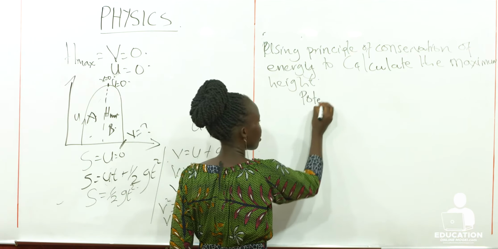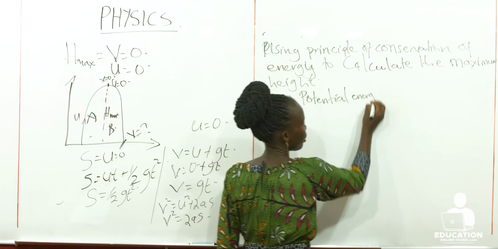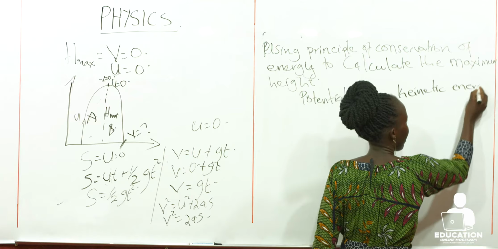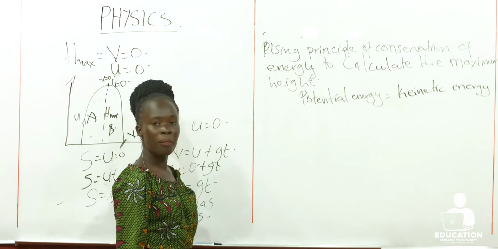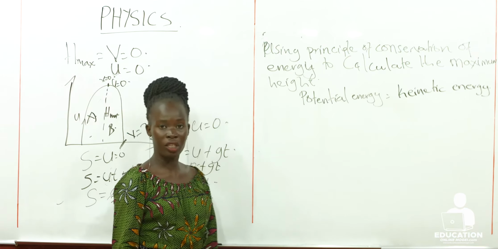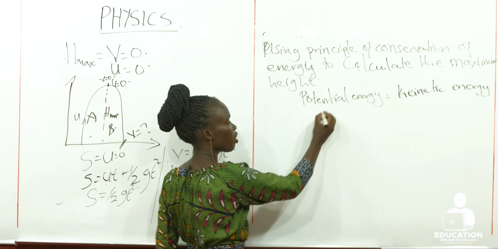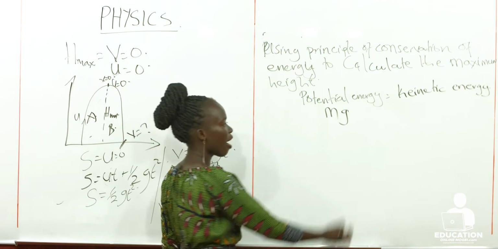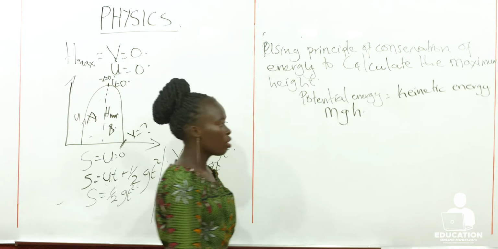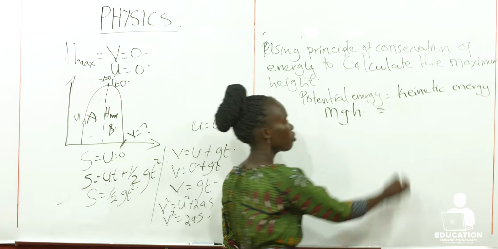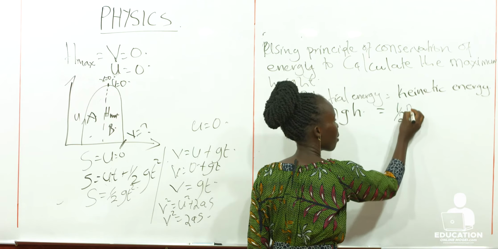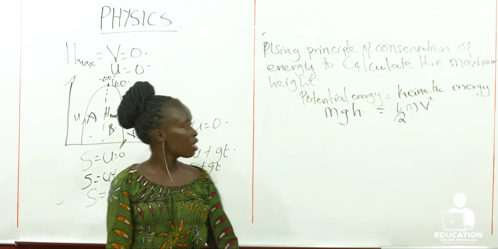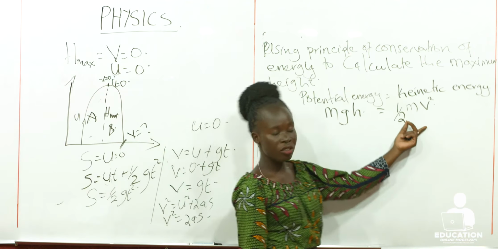And then we shall have potential energy equals kinetic energy. So what's the formula for finding potential energy? To get potential energy, you need to know the mass of the body, the acceleration due to gravity acting on the body, and then the height with which the body has moved. If you come to kinetic energy, we are going to get half, then we have our mass, and then the velocity with which the body is moving, but then it is squared. So this is the formula for getting potential energy, and that is for kinetic energy.